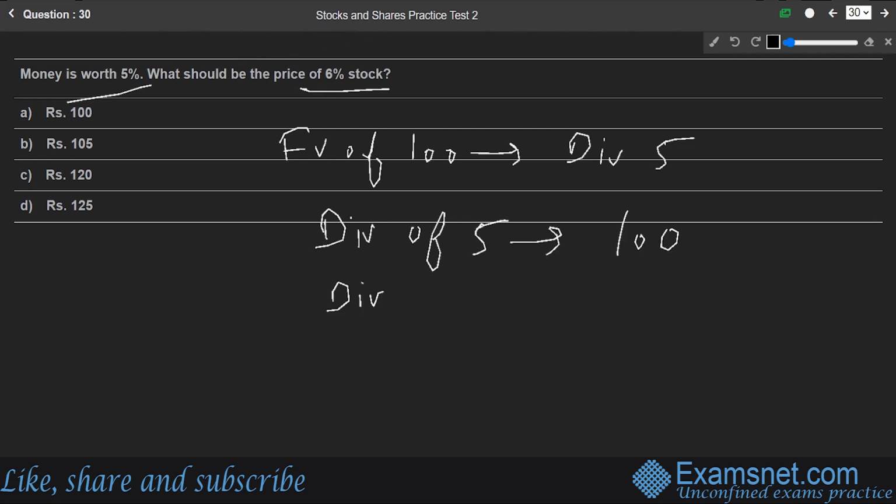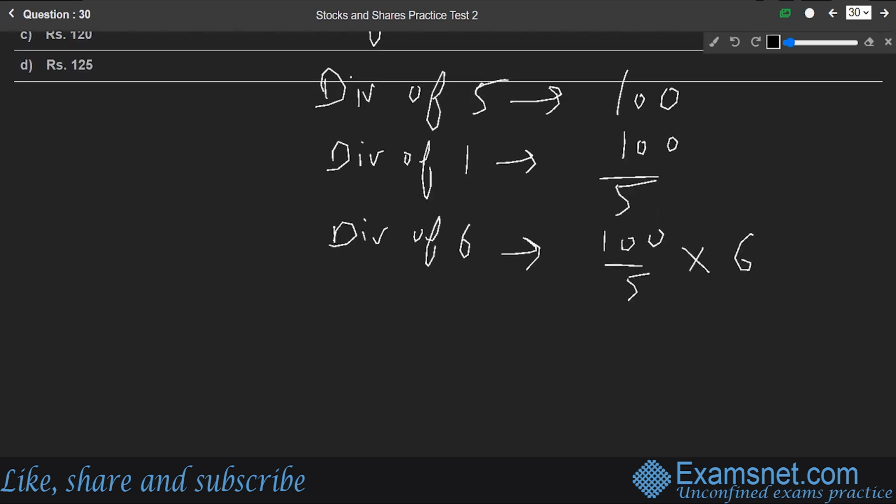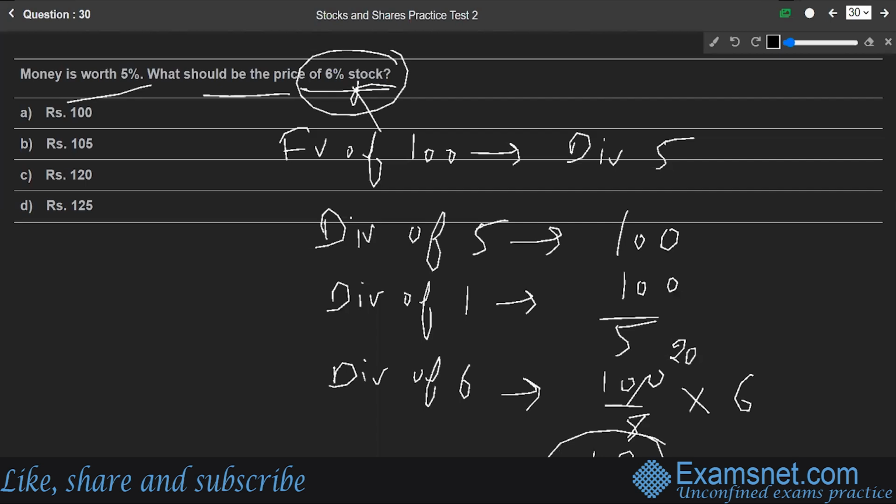So dividend of 1 will give us the face value of 100 by 5. What should be the price of 6% stock? So dividend offered is 6% now. For having a dividend of 6, that is the income of 6 rupees, how much should be the investment or how much should be the market value? So that is 100 by 5 into 6 by the simple unitary method. If you solve this further, 100 by 5 is nothing but 20. 20 into 6 is nothing but 120 rupees. So if you have a market value of 120 rupees, then only you will be able to achieve the 6% stock. So the right answer becomes simply rupees 120 as the market value.